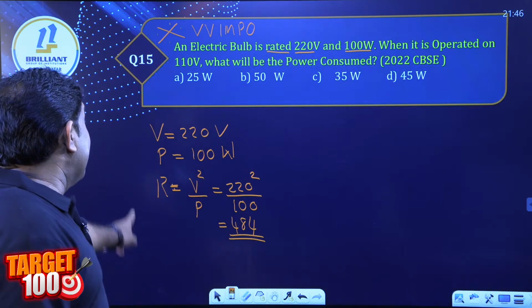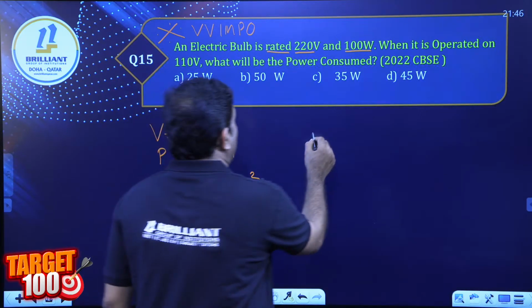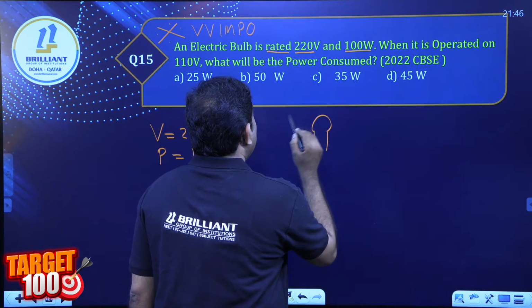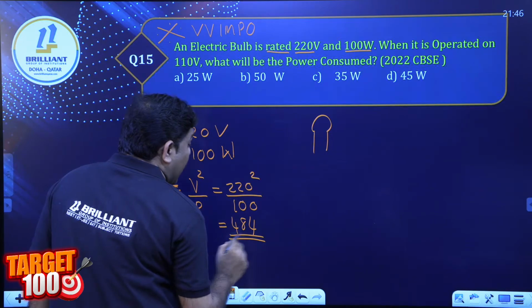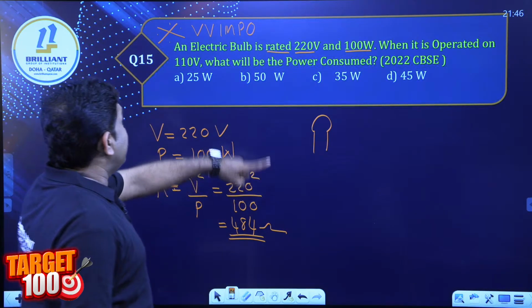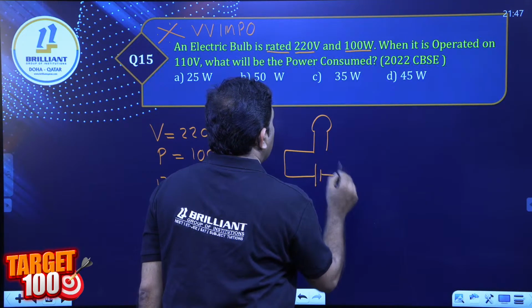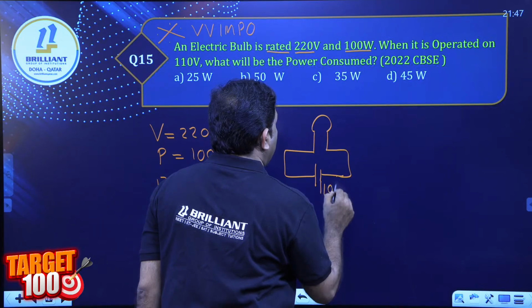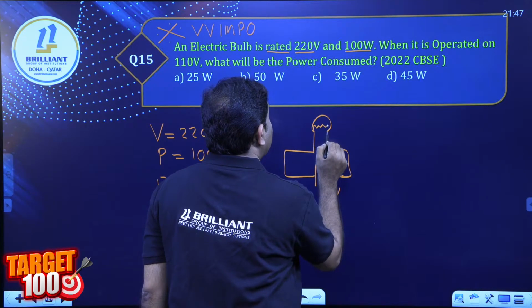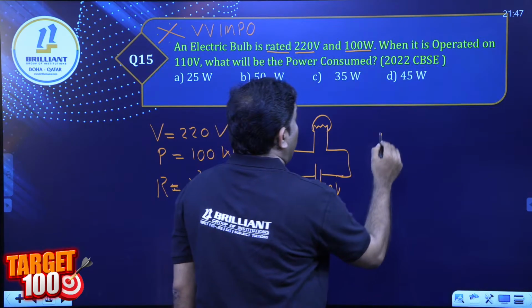After getting the resistance, I want to find the power for the same bulb. Look, the bulb is the same, and we calculated its resistance as 484 ohm. That bulb is now connected to a 110 volt battery. So its resistance will be the same, 484 ohm. So what is the new power now?